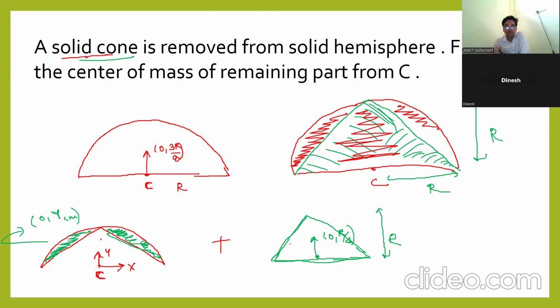Now, the center of mass of this remaining portion of the solid hemisphere will not be at 0, comma 3r by 8. It will drop a little because we decreased the mass. Center of mass is a point where the entire mass is supposed to be concentrated. Now we need to find where the center of mass will be. Initially the solid hemisphere is this. You cut a portion. This portion you have cut.